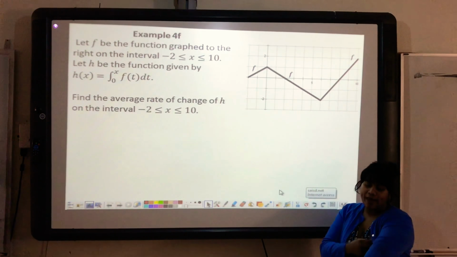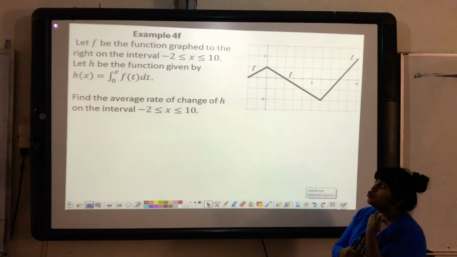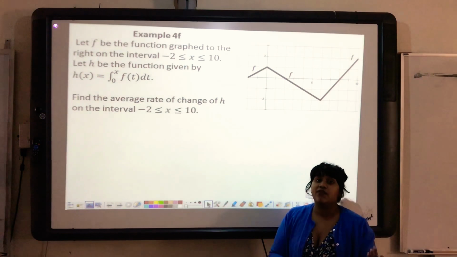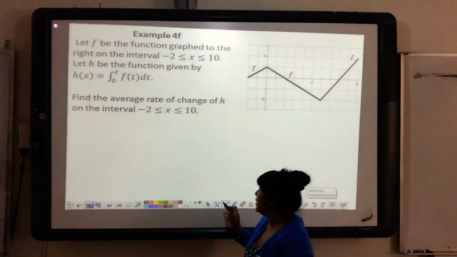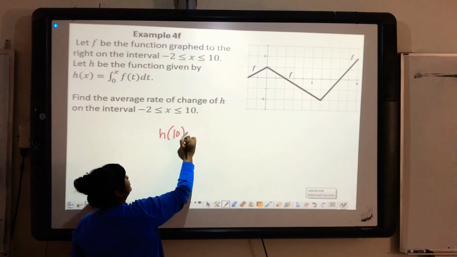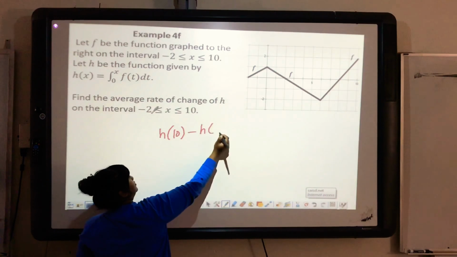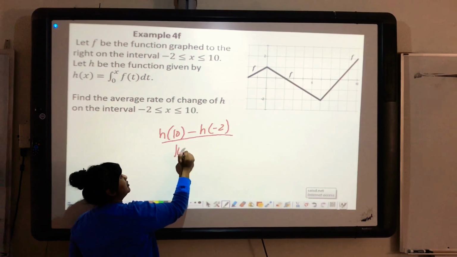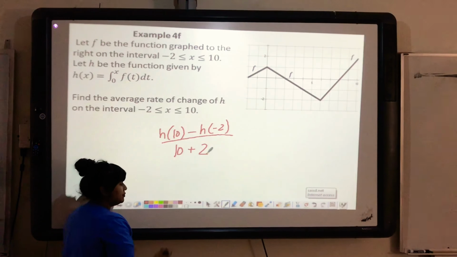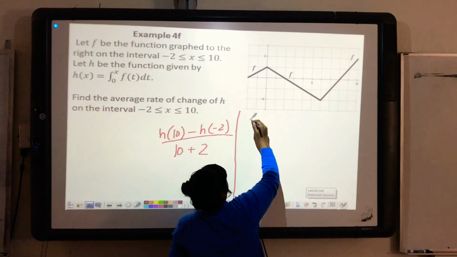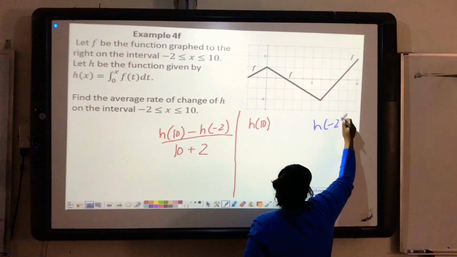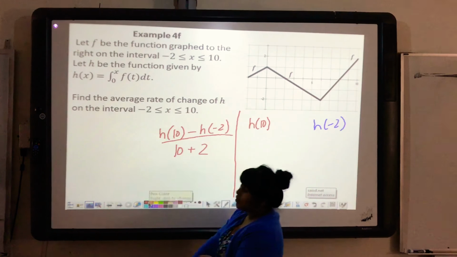Now we're going to go back into our brains from Unit 2 and we'll talk about that average rate of change. So what do we know is the formula for average rate of change? Yes, it's f of b minus f of a all over b minus a. So let's plug that in with our h. So this becomes h of, here's my b, 10, minus h of, here's my a, negative 2, all over b minus a. So 10 minus negative 2 gives me 10 plus 2. So let's figure those out really quick. Let's figure out what h of 10 would be, and let's figure out what h of negative 2 would be.